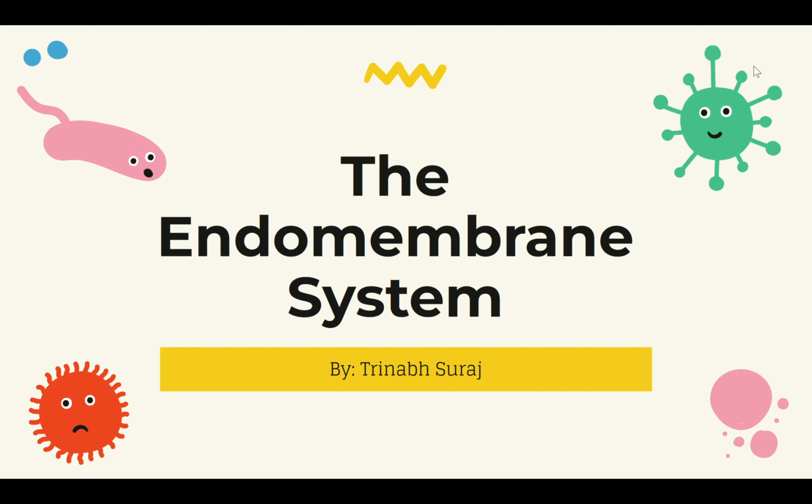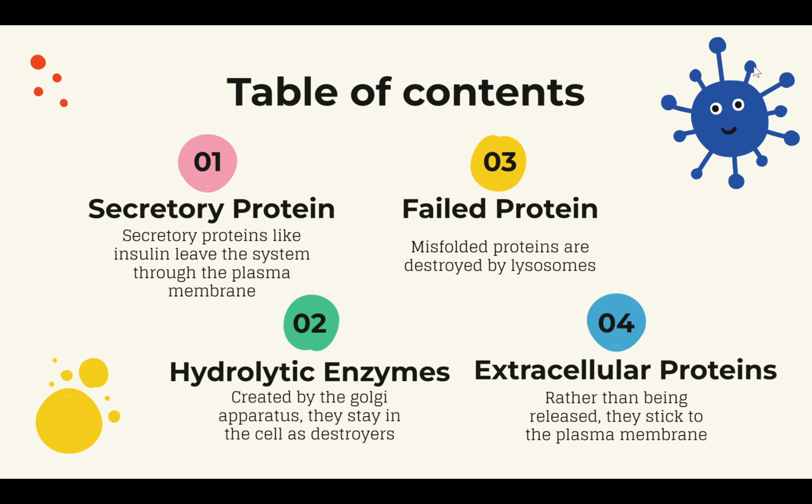Hi, today we'll be talking about the endomembrane system. The endomembrane system consists of a couple organelles. For example, it consists of the nucleus, the rough ER, the Golgi apparatus, to some extent the lysosomes, and the plasma membrane. The endomembrane system is a key system in protein synthesis.